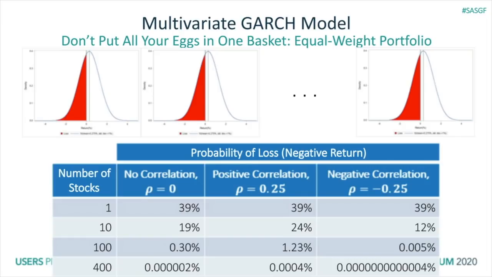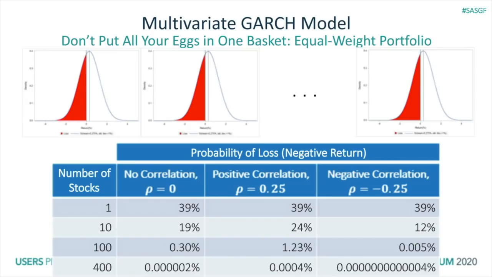And if there are some positive correlations between these stocks, it means you need to find more such stocks to make sure you have the positive return. And if there is a negative correlation, you need just a very few stocks to still make sure you have that positive return. So this means the correlation has a big impact on your risk of loss.